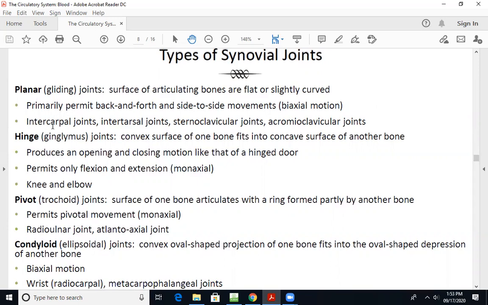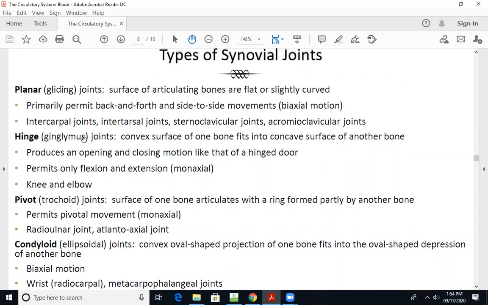Remember, those are the joints in the wrist between wrist bones, like the scaphoid and the lunate. Intertarsal joints within the ankle, so like with the cuneiform bones. Sternoclavicular joints, which would be where the sternum and clavicle meet, and the acromioclavicular joints, where the acromion of the scapula and the clavicle meet.